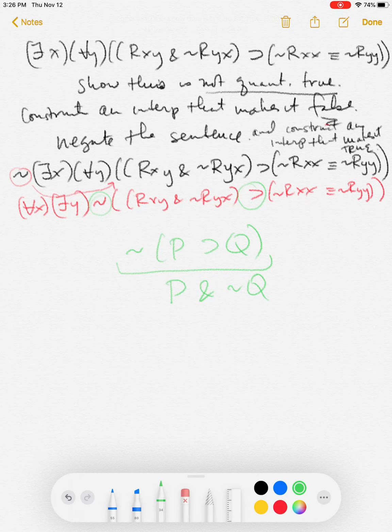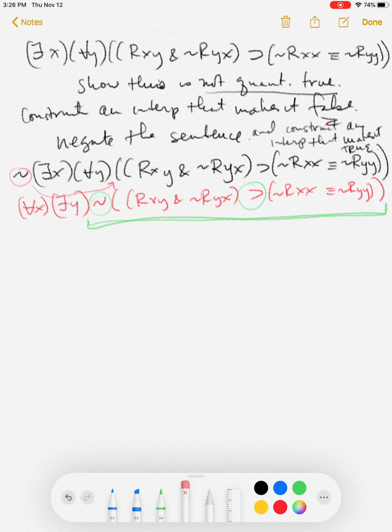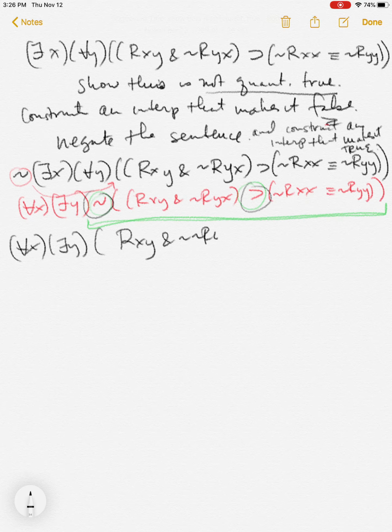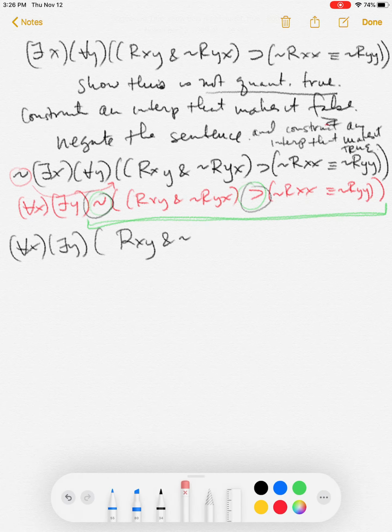Okay, so we're going to exploit that observation, and take the negation of this conditional, and using that equivalence, the whole thing now becomes, for all x, there exists a y, and again, we've got this negation of a conditional, so we're going to write down the conjunction of the antecedent, which is Rxy and not Ryx.